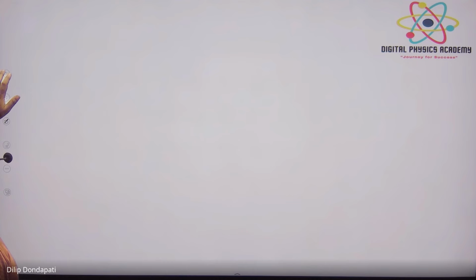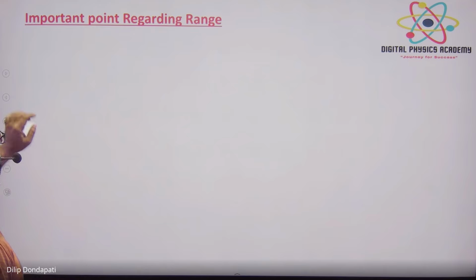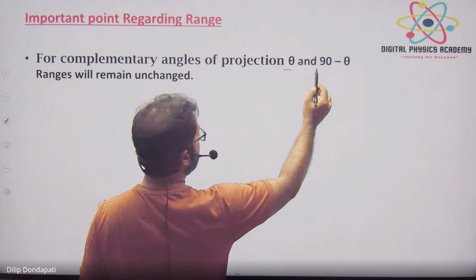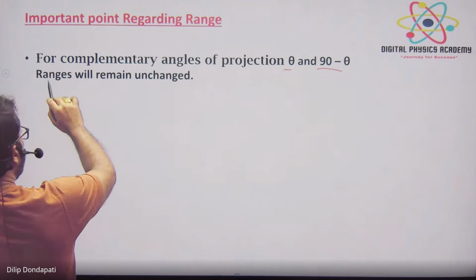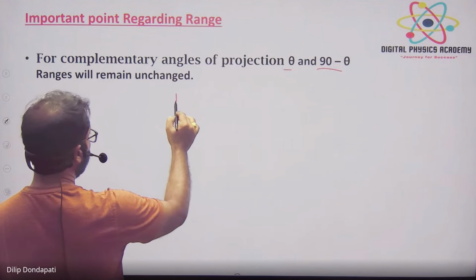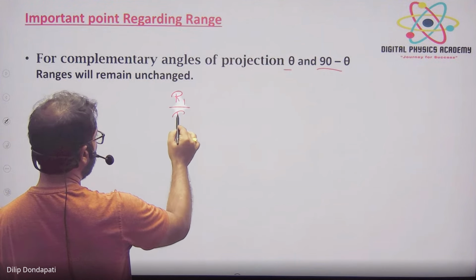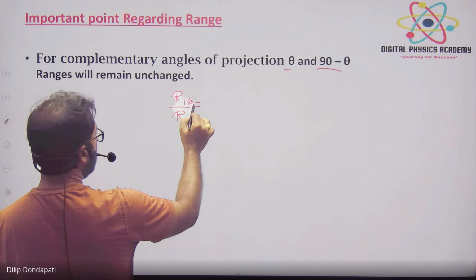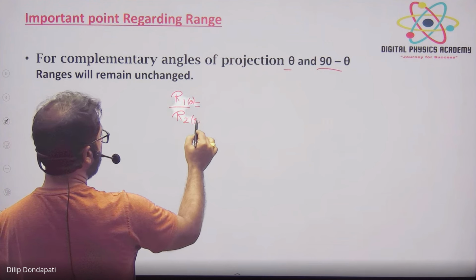So some more range questions are there. Some more important points about range. देखो, for complementary angles of projection, that is theta and 90 minus theta, I want to find the ranges. Range find करो, मतलब R1 by R2 चाहिए. R1 by R2 is how much? For complementary angles. This is for theta, and this is for 90 minus theta.